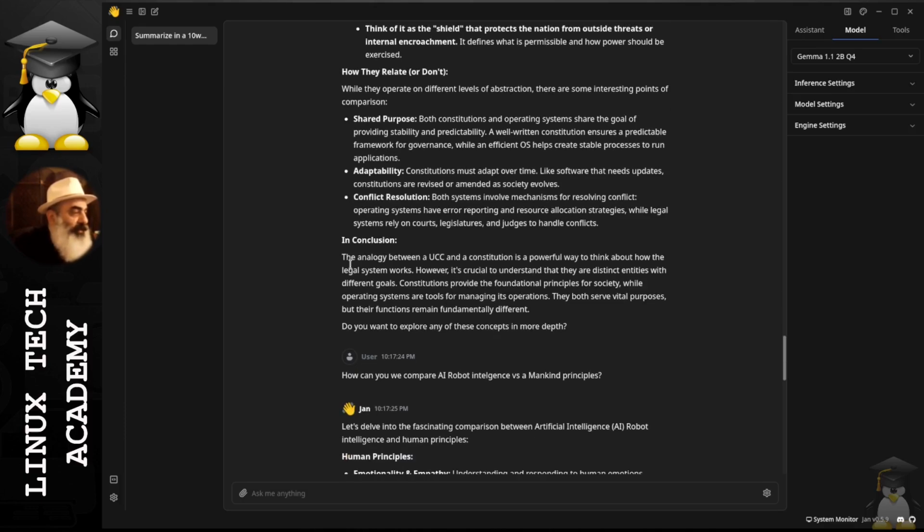In conclusion, the analogy between a UCC and the Constitution is a powerful way to think about how the legal system works. However, it's crucial to understand that they are distinct entities. And that's actually very important. It is crucial. With different goals. Constitutions provide the foundational principles for society, while operating systems are tools for managing its operations. They both serve vital purposes, but their functions remain fundamentally different.